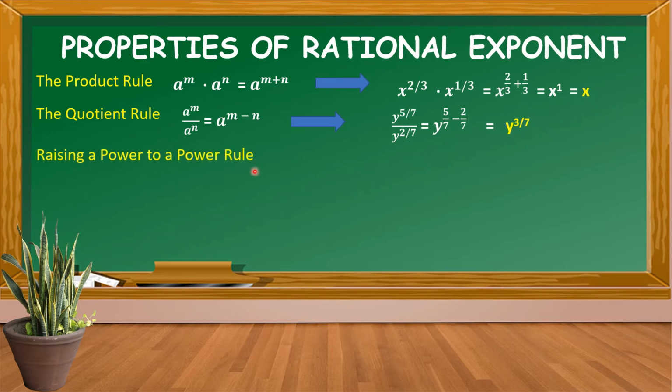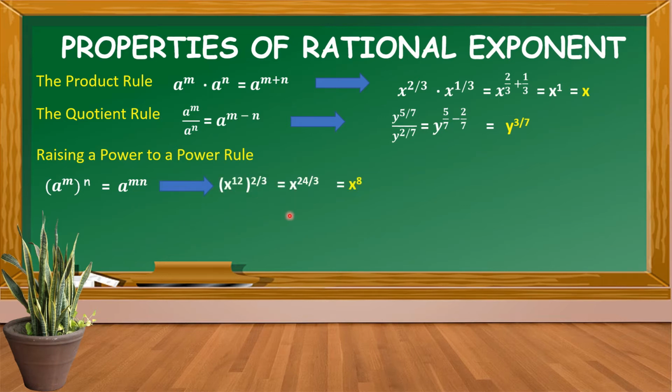Next is the raising a power to a power rule. For example, a raised to the power of m. Our a is the base. Our exponent is m. And there is an exponent n outside the parentheses. So, in this case, we just multiply the exponents m and n.